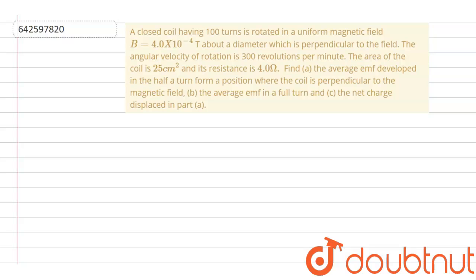Hello everyone, today we are going to solve this question. The question says that a closed coil having 100 turns is rotated in a uniform magnetic field B equals 4 into 10 raised to power minus 4 Tesla about a diameter which is perpendicular to the field. The angular velocity of rotation is 300 revolutions per minute. The area of the coil is 25 centimeter square and its resistance is 4 ohm.